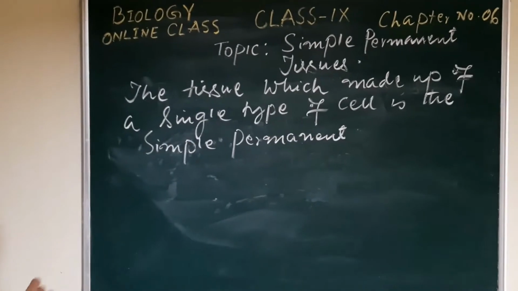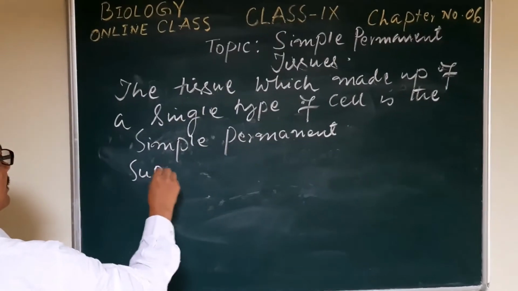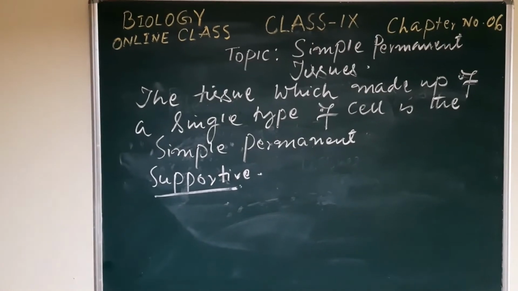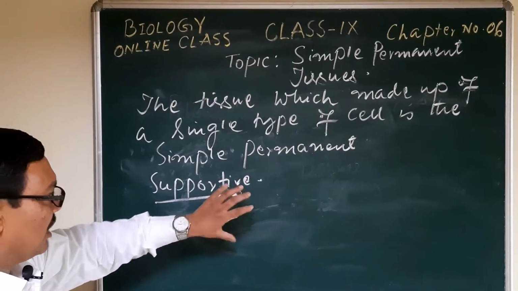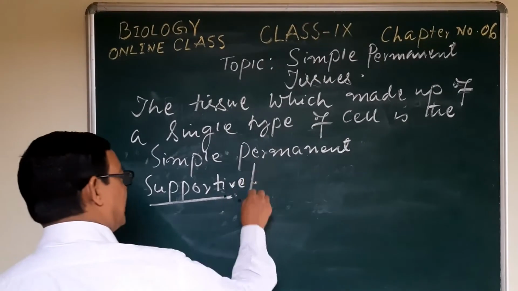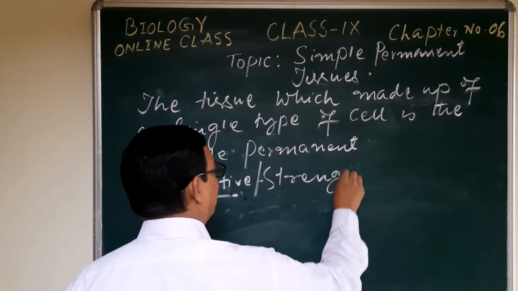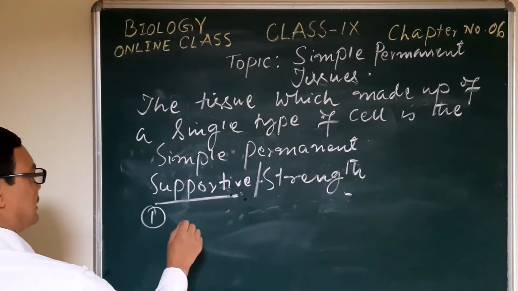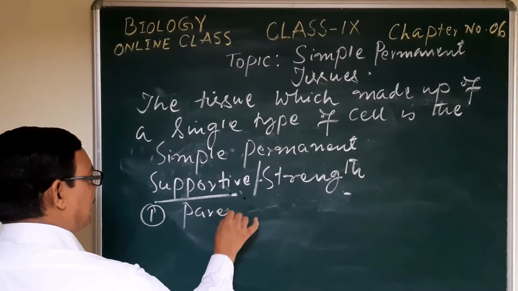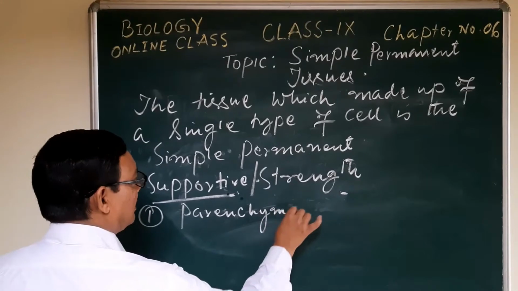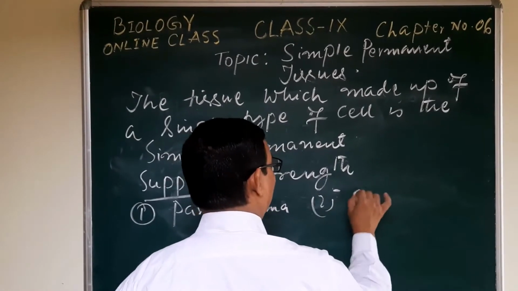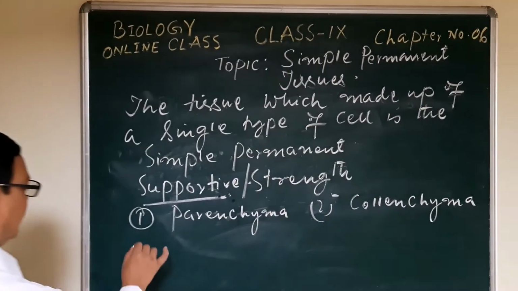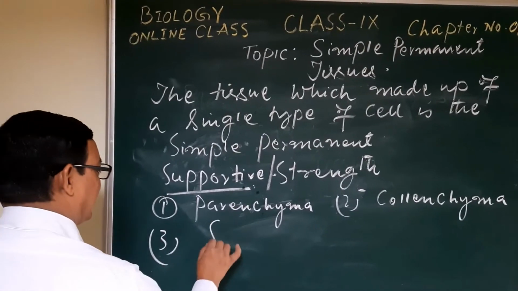What are its types? We know, before this we have learned about supportive functions and strength. On the basis of support and strength, this tissue, the simple permanent tissue, has been classified into number 1 parenchyma, number 2 collenchyma, and number 3 sclerenchyma.